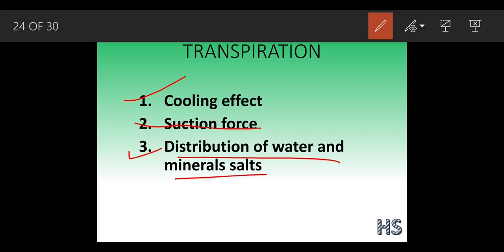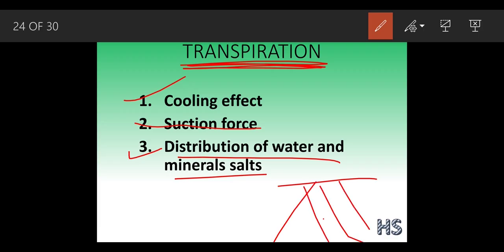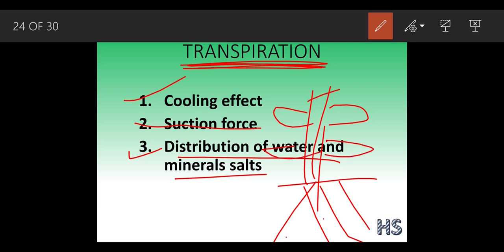Distribution of water and mineral salts. See, if plants draw more amount of water, suppose the plant loses a lot of water, what is going to happen? The plant mechanism, okay, suppose this is the roots, this is the stem, and we are going to draw leaves. So what is going to happen? It will take in much water and it is going to distribute. Okay, the arrow will move fast in the upward direction.